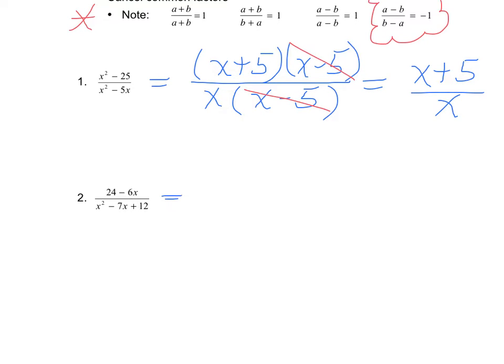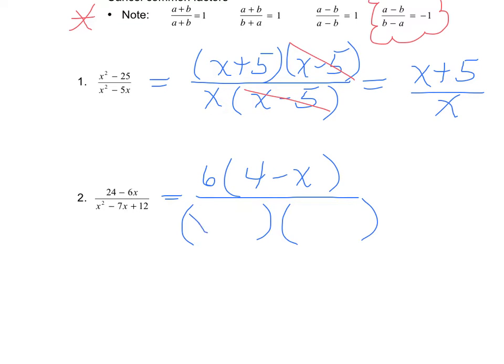Object of the game, again, is to factor and cancel as much as I can. On the top, I can GCF out a 6 and get 4 minus x. On the bottom, I can't GCF, but I can go to two binomials. Let's see here. Factors of 12 that'll give me a negative 7: minus 3, minus 4. Can I cancel anything? Ooh, I can cancel a 4 minus x for an x minus 4.